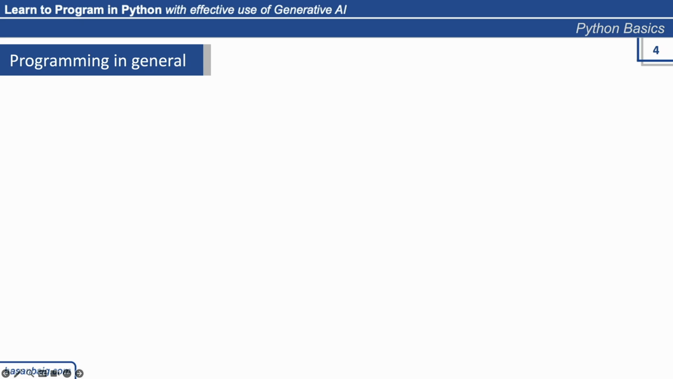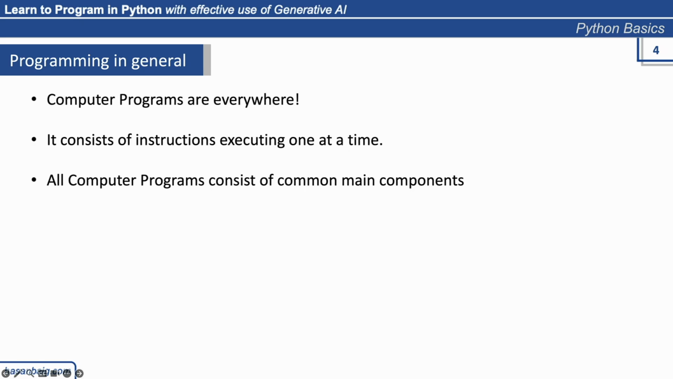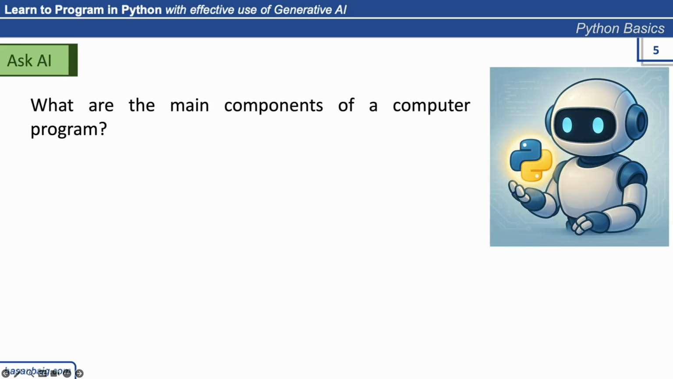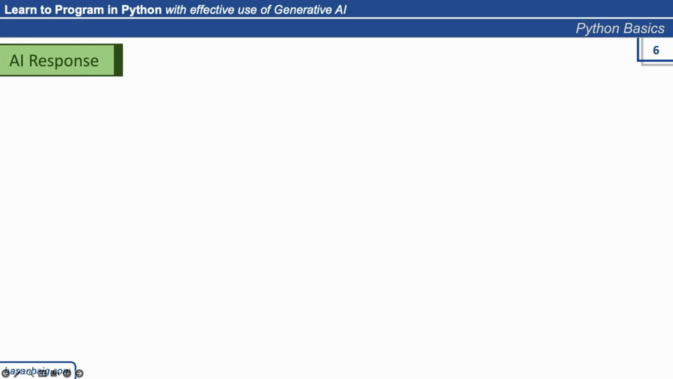So programming in general, computer programs are everywhere. They consist of instructions that are executed one at a time. And all computer programs, no matter which language they are written in, consist of some common main components. Okay, so what are those components? You can actually ask. Let's try asking generative AI. Whenever you see a slide like this in my lectures, you are supposed to be doing it yourself. But I also have some screenshots taken, which I will be discussing with you. So let's see how AI responded to this question.